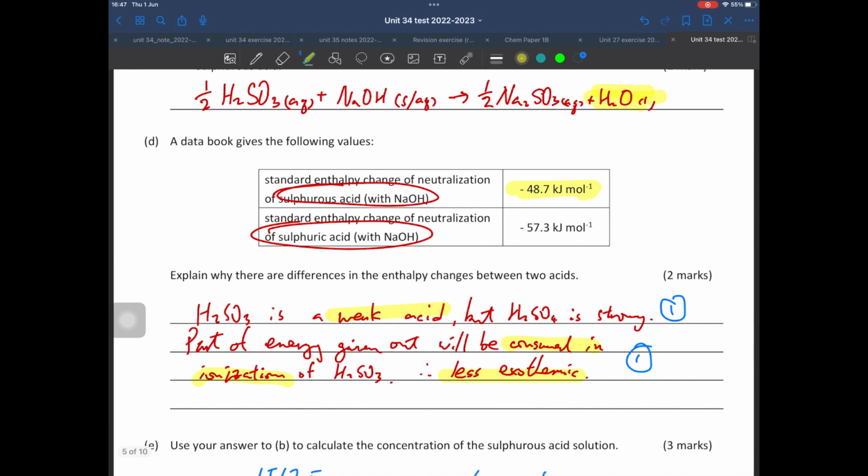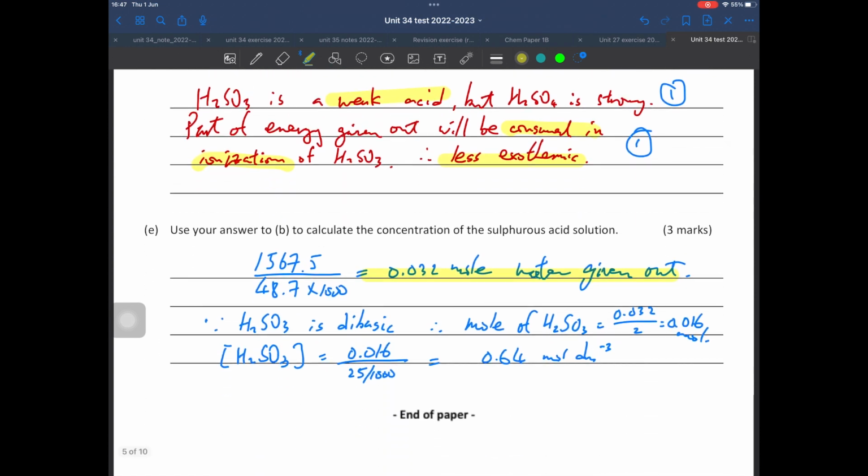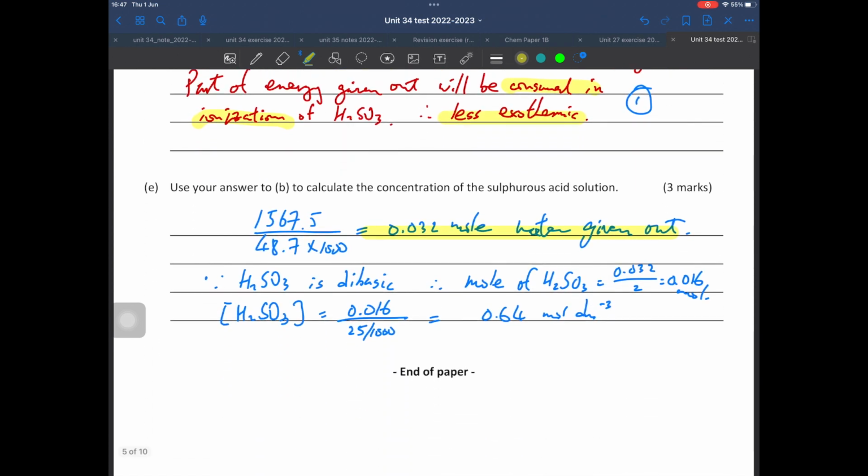Yes, this statement is typical, right? The first mark is here, the second mark will be here. Part of the energy will be consumed in the ionization and make the result less exothermic. Ionization is the keyword. Finally, well, this is very difficult. Many of you cannot get marks from that.